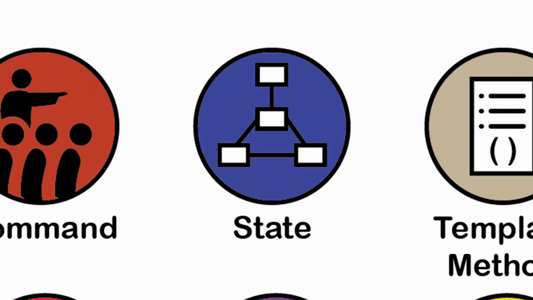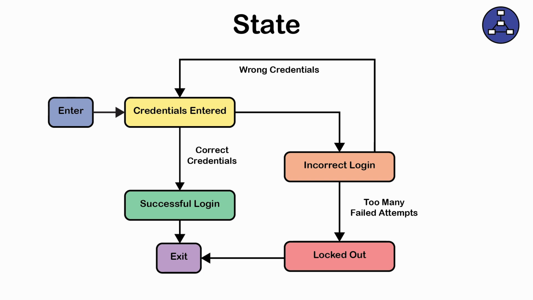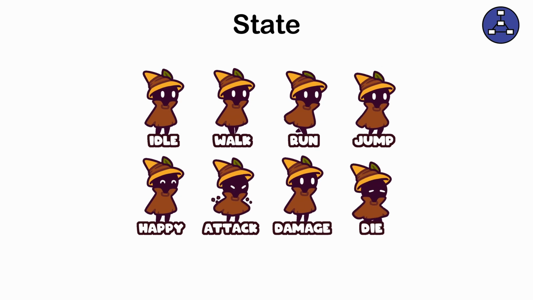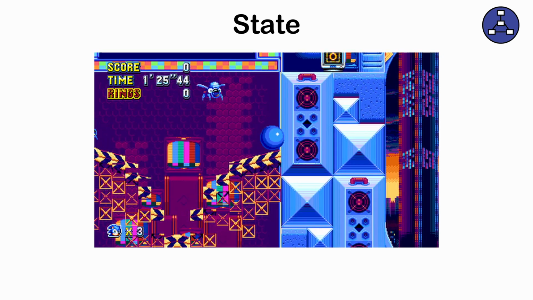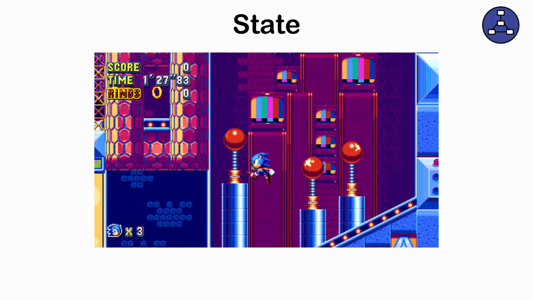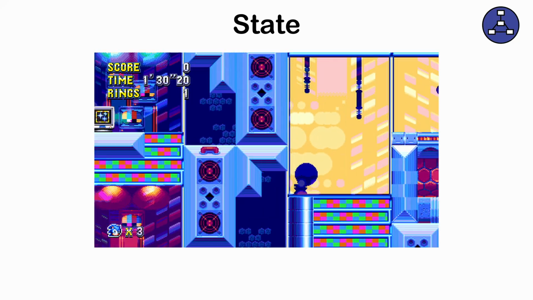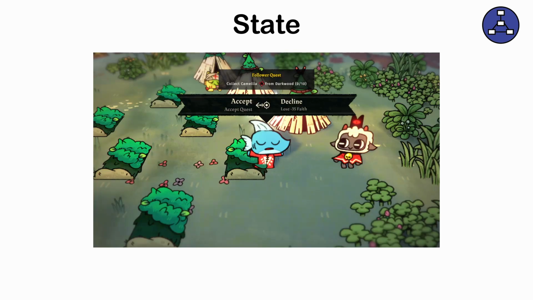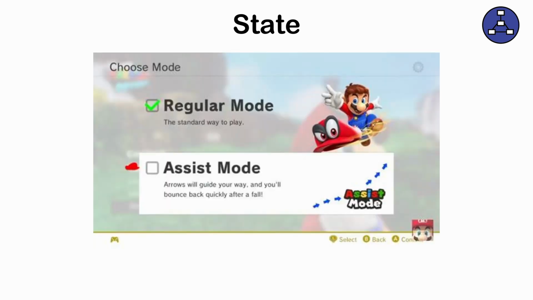The state pattern allows an object to change its behavior when its internal condition changes, effectively letting an object appear to change its class. This is particularly useful for objects that need to behave differently based on context, such as a game character transitioning between walking, running, or jumping. States don't just apply to characters, they can apply to anything that changes behavior in response to changing conditions, such as a chest, a dialogue tree, a quest, a UI element, or an entire game.